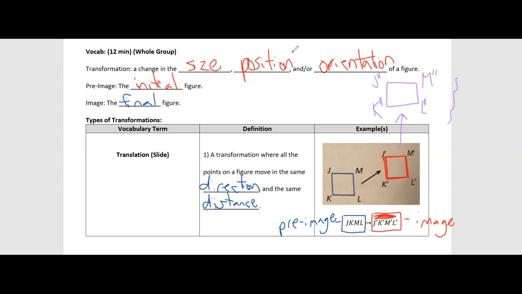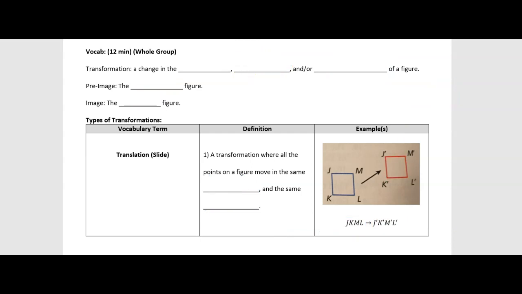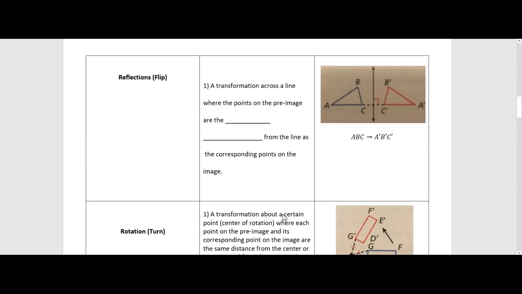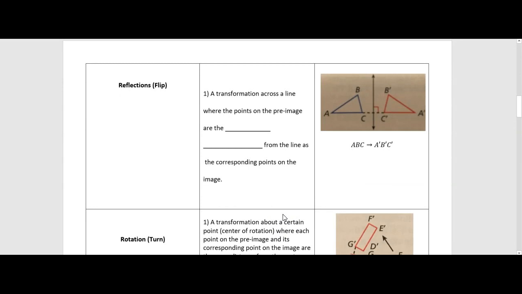All right, let's move on to the next vocabulary term. We won't spend as much time on that one. Now we have a reflection. This is a transformation across a line where the points on the pre-image are the same distance from the line as the corresponding points on the image. So let me make that slightly better.